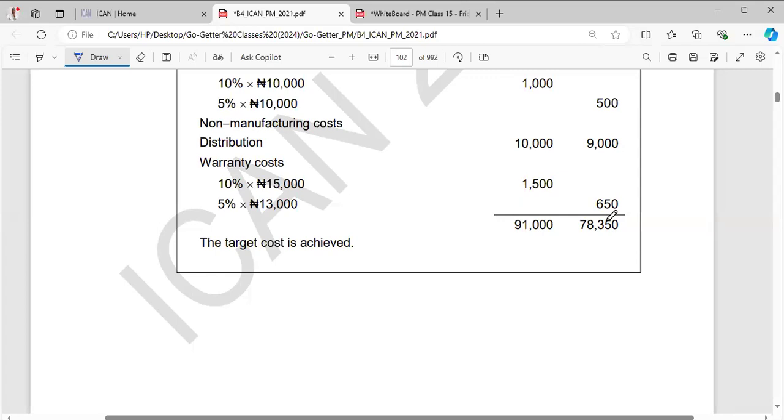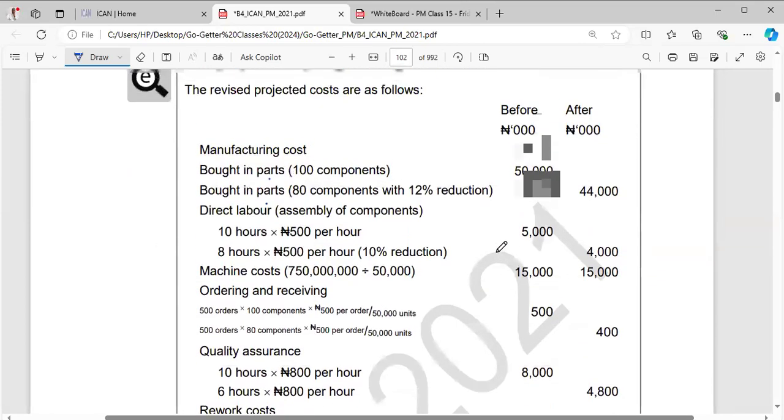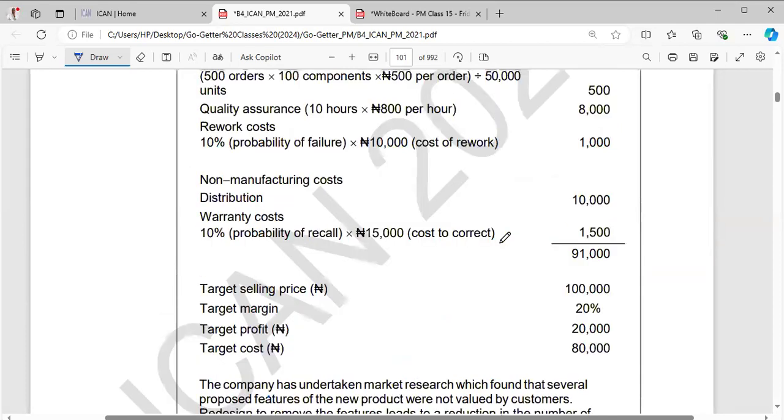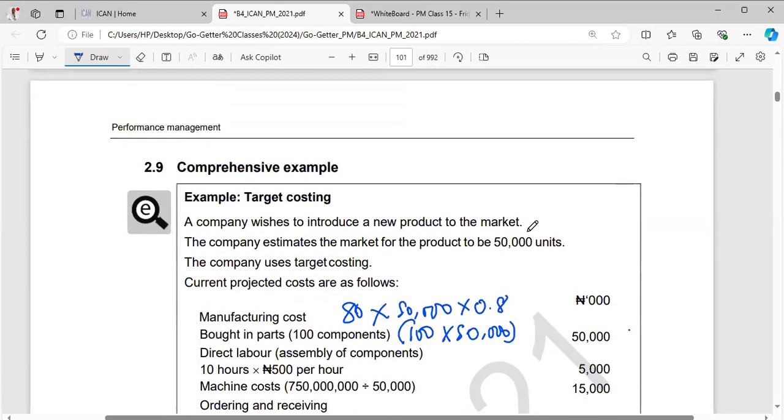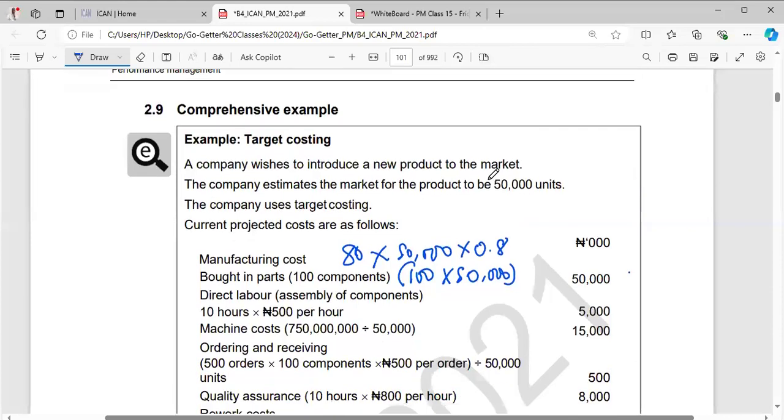So that's how we do target costing. Let's look at the process again. This broad illustration is what should help you when you're doing target costing. So first of all, in the question, it's good for you to do your estimated cost first. For some, you might decide to do your target cost. In this question here, the information lends to doing your estimated cost first.